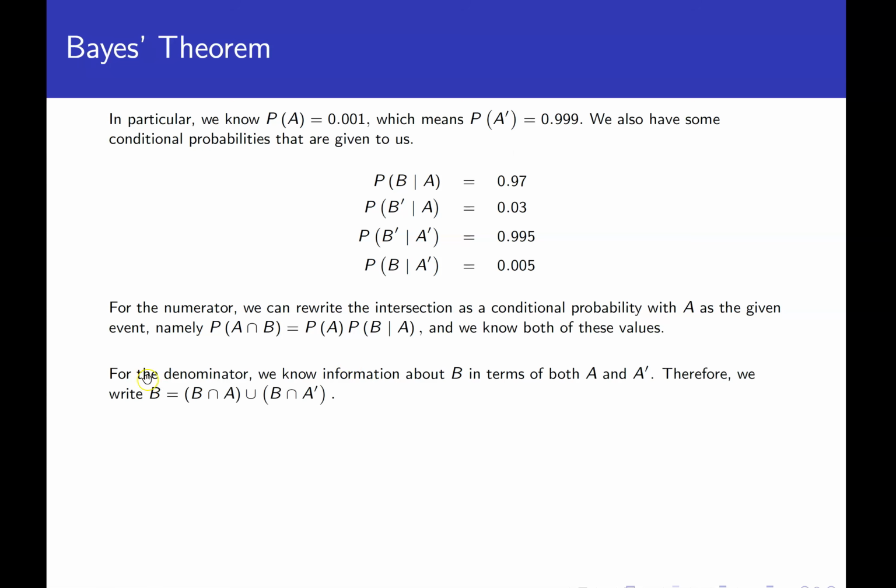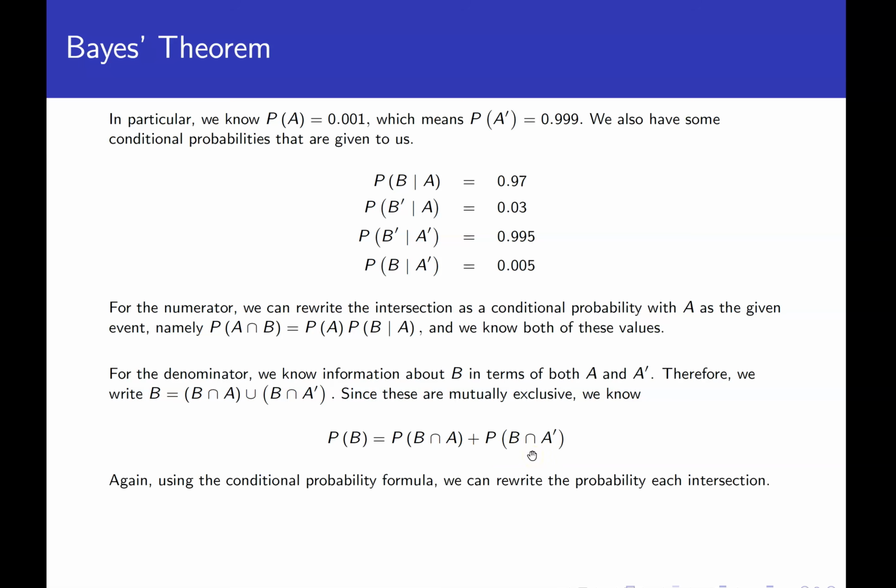So let's rewrite, we've done this before in other examples, let's rewrite B in terms of elements that are in B and A at the same time, and elements that are in B and A complement at the same time. Remember, A and A complement are either-ors, right? So if you're an element of B, you're in A or you're not in A, and there's no overlap. So those two things are mutually exclusive. So I can break the probability up over the union as a sum.